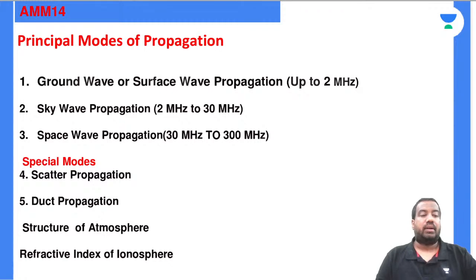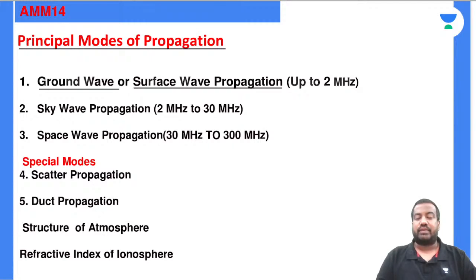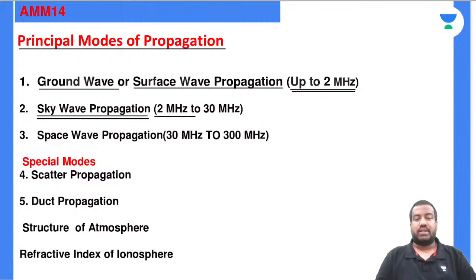So you can see here, this is what we had covered in the previous sessions. We had seen the principal modes of propagation: ground wave propagation, also called surface wave propagation or Norton surface wave propagation, where the frequency range is up to 2 megahertz. We covered sky wave propagation, also called ionospheric propagation, which uses the ionosphere, with a frequency range between 2 megahertz and 30 megahertz. And also space wave propagation or line of sight propagation, which is between 30 megahertz and 300 megahertz.